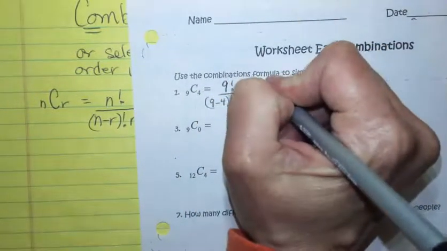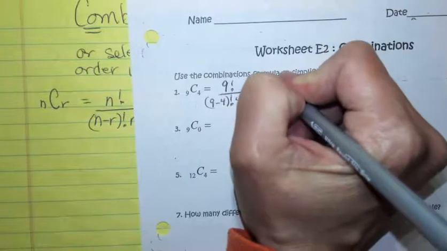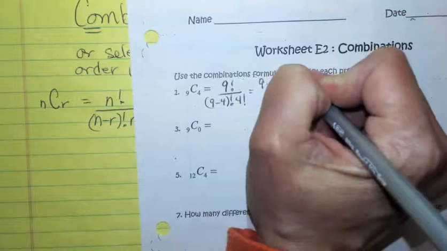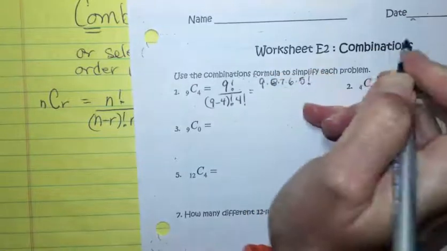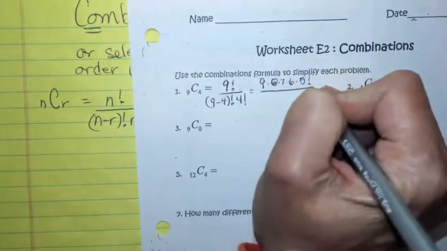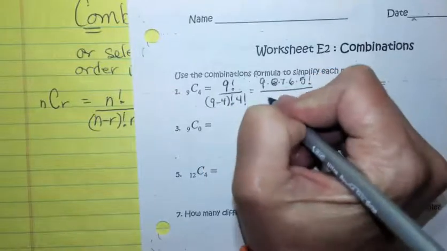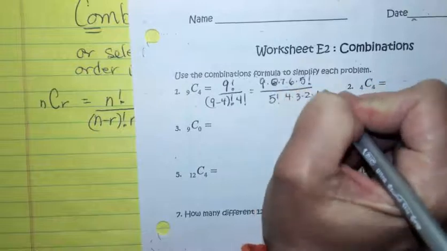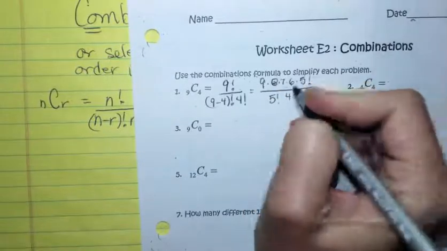So this would be 9, 8, 7, 6 times 5 factorial. 5, 4, 3, 2, 1. I'm just going to try to write it a little shorter. And this is 5 factorial, and then 4, 3, 2, 1. Now I left it as 5 factorial because I'm going to just cancel those.